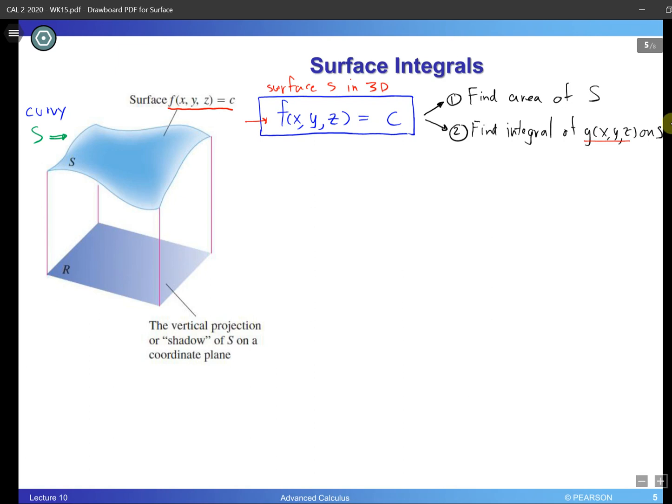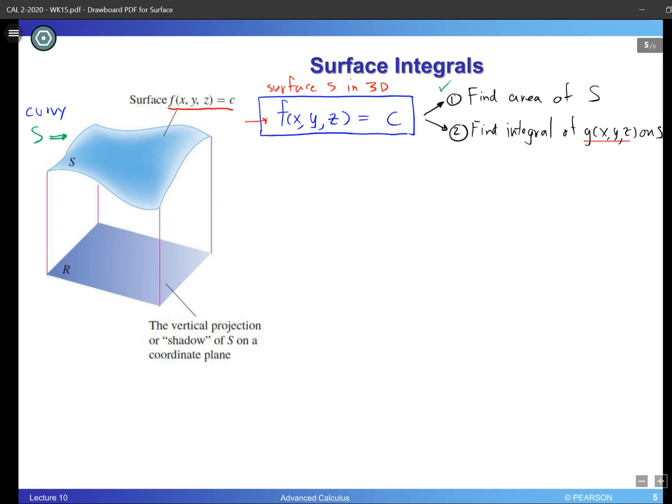Alright, now let's start with the first one, which is supposed to be the easier one. So let's start with this. Finding the area of this surface S. And we are going to use calculus. And as you know, when it comes to calculus, we like to cut things into pieces. And then we find the property of each piece, and then we add them all together in the end. Alright, so here we are going to cut this surface S into pieces. Find the area of the small piece, and then in the end, we add them all together to find the total area.